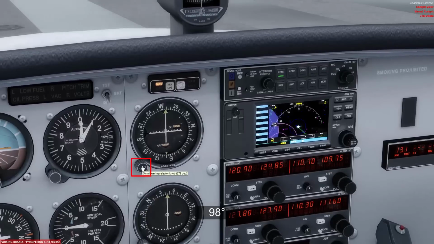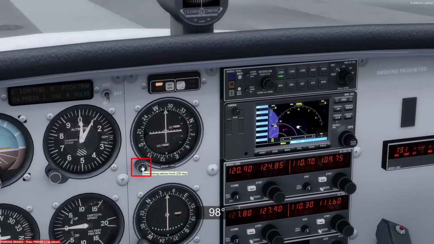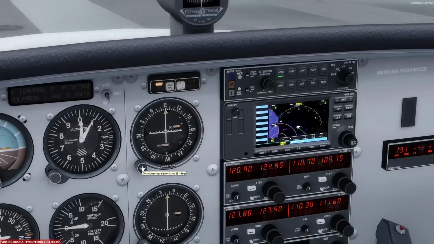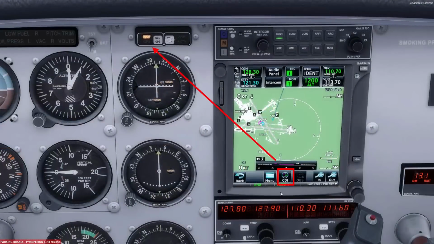With the OBS knob under the VOR1 gauge I set the approach course to 98 degrees. If a GPS nav switch is present, set it to nav. Sometimes it is built into the GPS system and you have to press the CDI button to do the same thing.